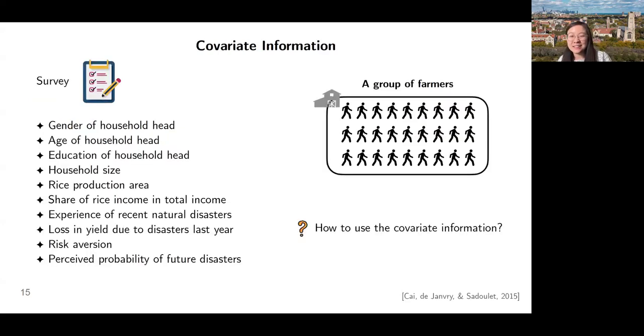Now let's continue looking into this example. In this example, the researchers not only collect information about whether farmers go to the information session or not and their financial decision, they also collect a bunch of other covariates information. They actually did the survey with all the farmers and asked things about them. For example, they asked about the gender of their household head, the age, the education of the household head, the rice production area, and a lot of other things.